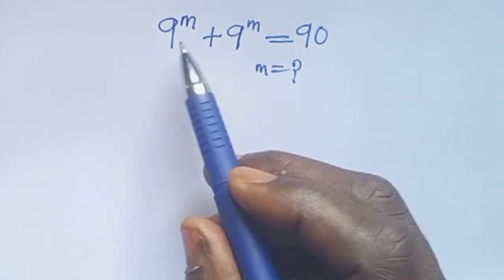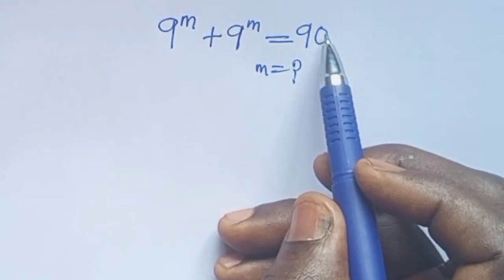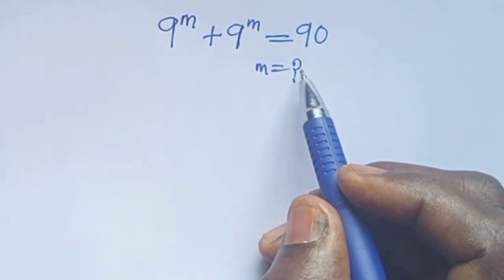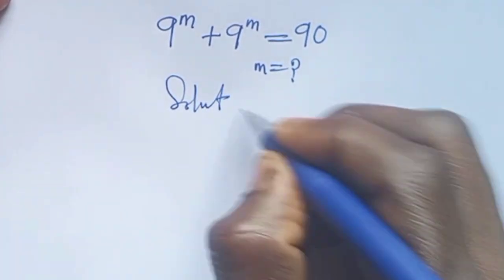Hello everyone, so today we have 9 to the power of m plus 9 to the power of m all equals to 90, and m is the unknown. So we're going to solve together. Let's seek solution.